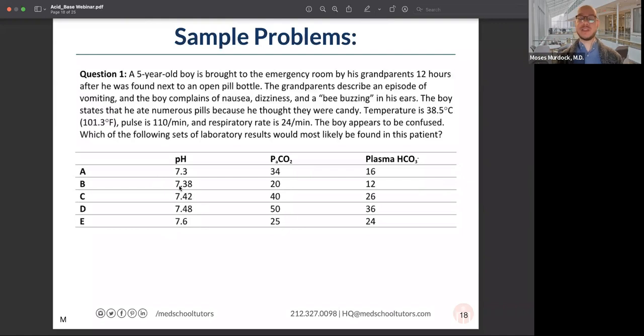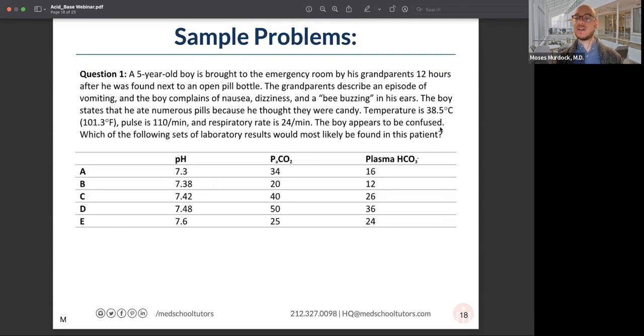B sort of fits the bill because pH is closest to 7.4. The CO2 is low, that's the respiratory alkalosis. And the bicarb is also low, that's the metabolic acidosis. So I'm thinking B is the right answer. A, I'm suspicious it's not right because the pH is a little low for what I think is going on. I would expect the CO2 to be low, and it's not, it's just mildly low. And the plasma bicarb is close. So the best answer here is B.